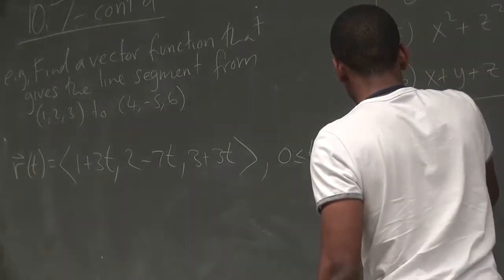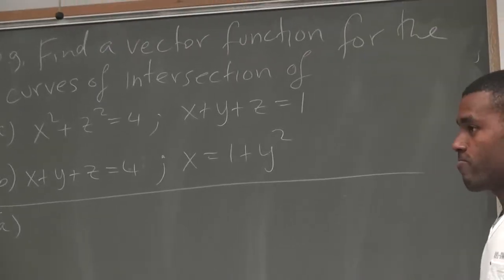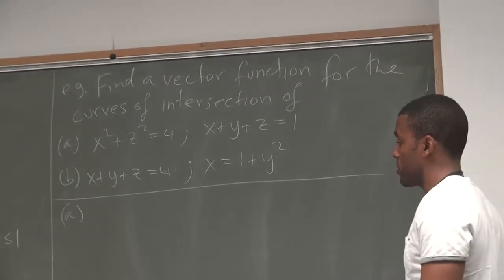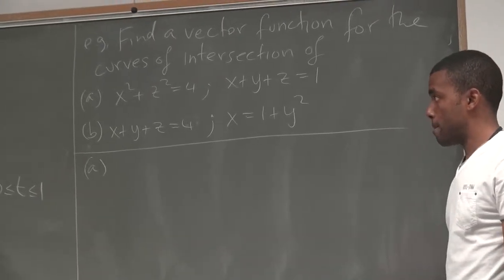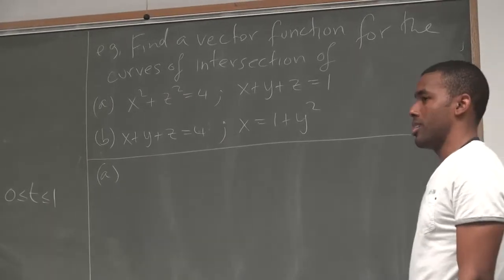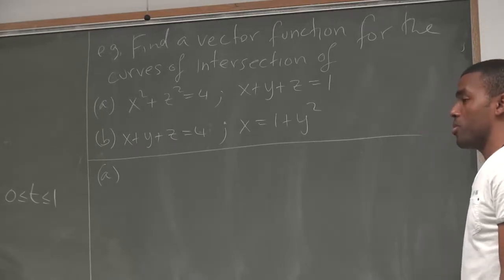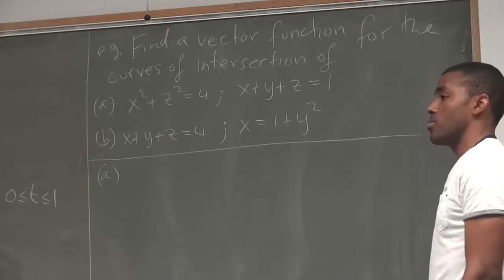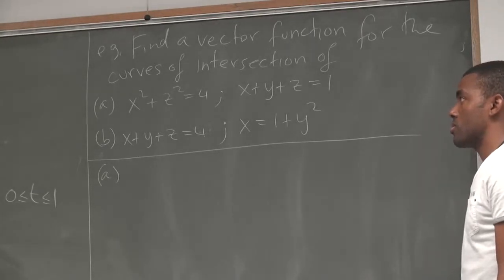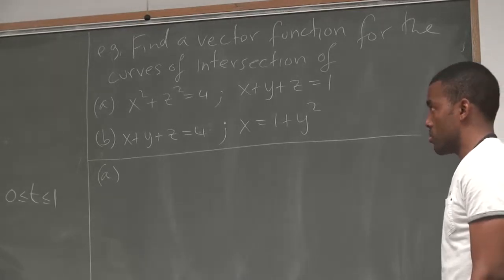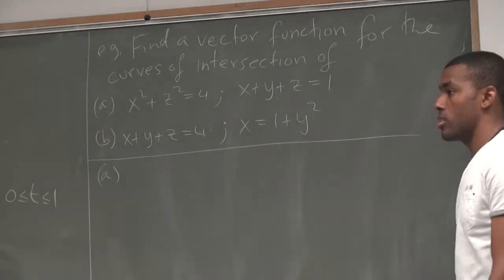Curves of intersection. Any ideas? First one is a circular cylinder. Mm-hmm. Second one's a plane. What axis is that going on? The y.